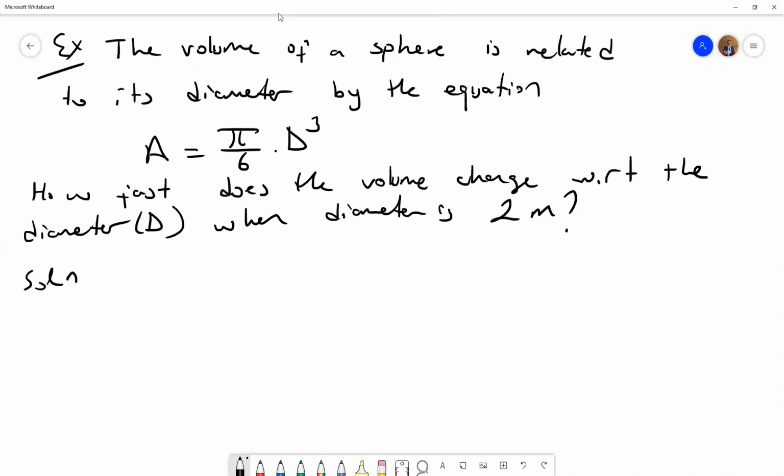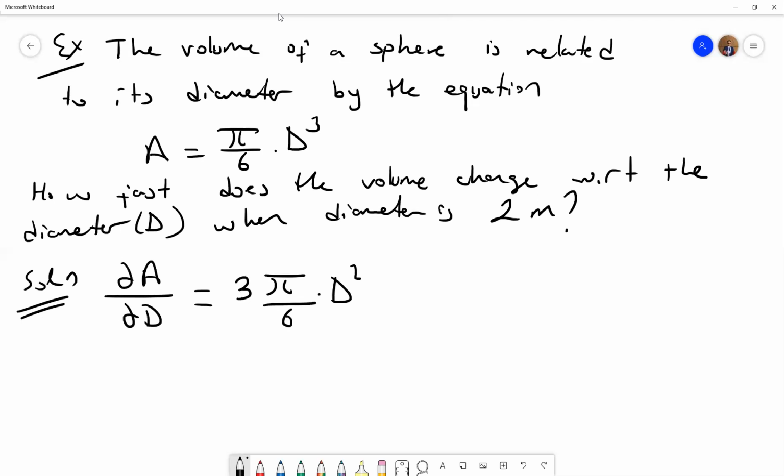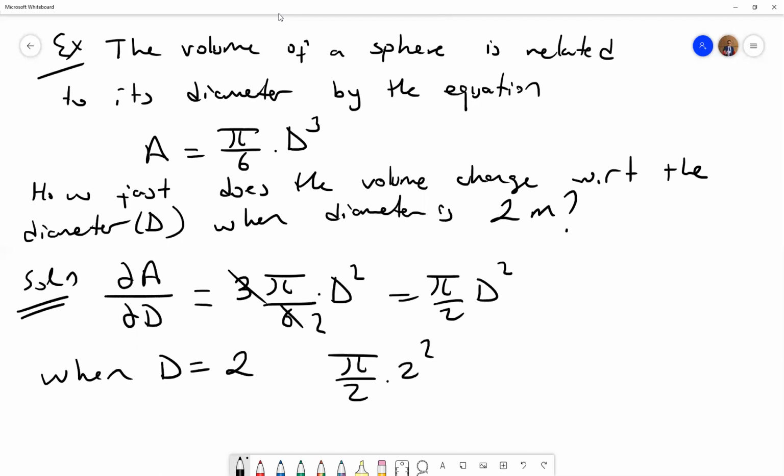Yeah, solution is like that. First of all, we have to find the derivative of A with respect to D, because it says that how fast does the volume change with respect to D. So it means derivative of A with respect to D. So it is 3 pi over 6 D squared, and it is like that, pi over 2 D squared. And it says when D is equal to 2, that is pi over 2 times 2 squared, it is 2 pi. Yeah, the answer is 2 pi here.